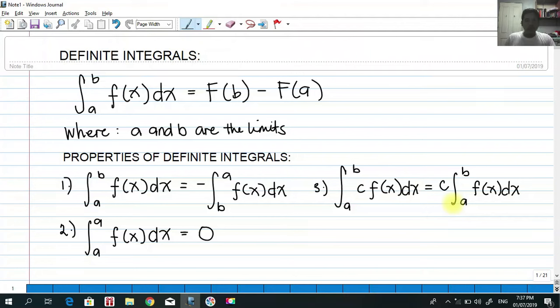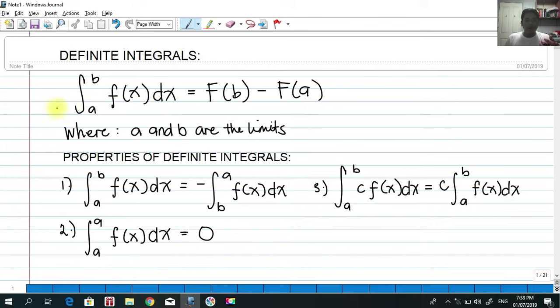Hi, so for today we're going to talk about definite integrals and we're going to do some examples, then study the properties of definite integrals. Well, let's start. A definite integral is different from an indefinite integral in the sense that a definite integral has what we call limits. As you can see here, we have A and B, and these are the limits.